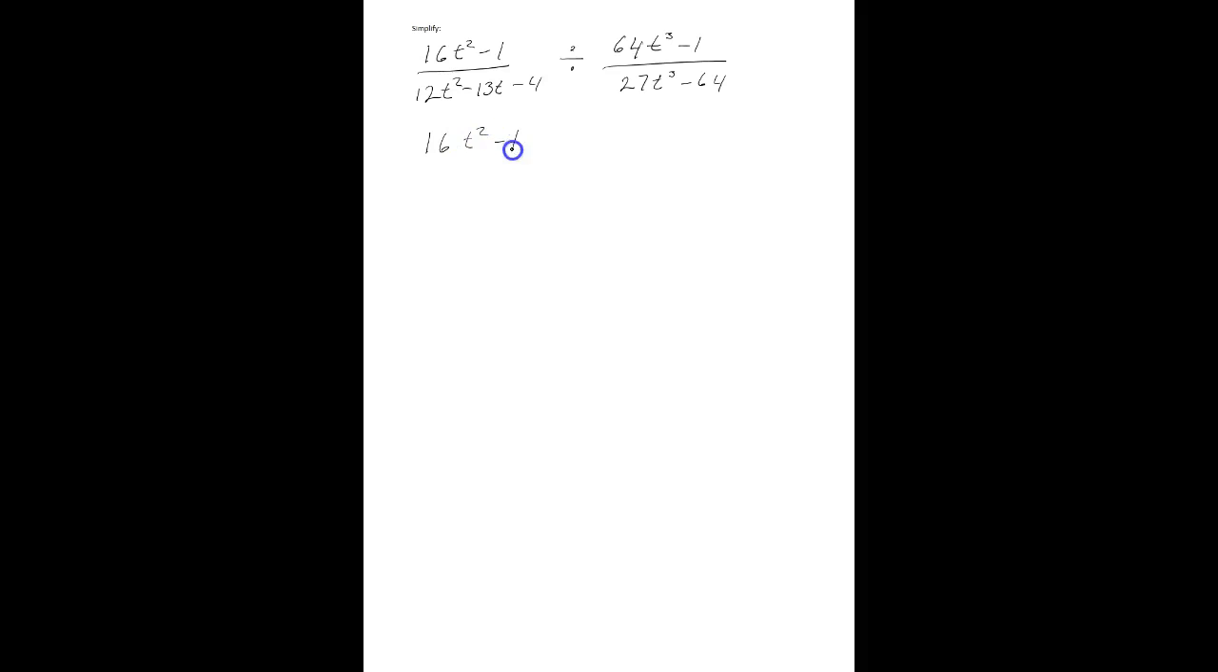16t squared minus 1 over 12t squared minus 13t minus 4 times 27t cubed minus 64 over 64t cubed minus 1. And all we've done is taken the inverse of this. If you're dividing, take the inverse and multiply, you'll get the same answer.